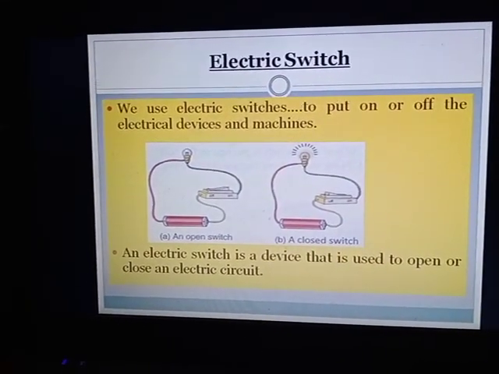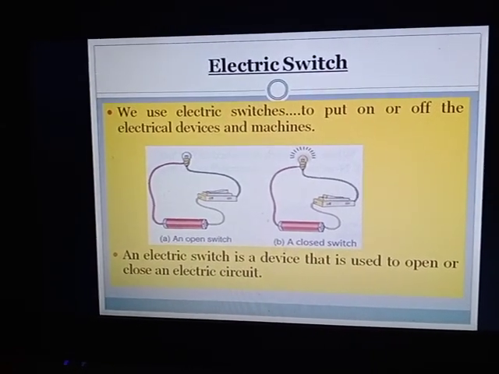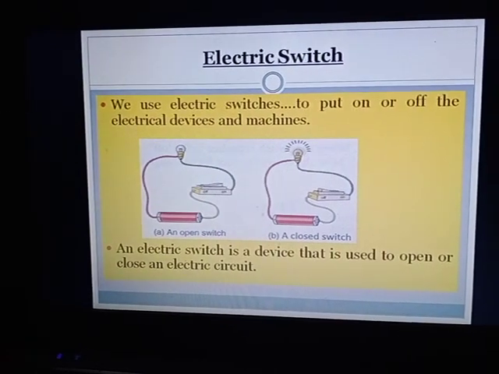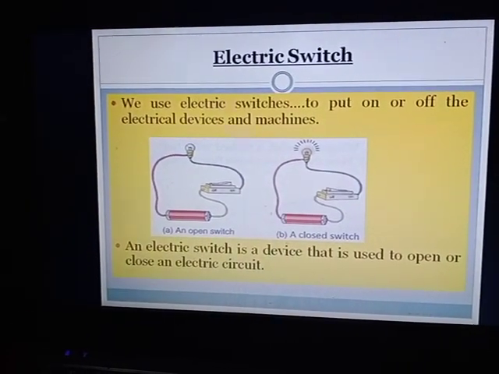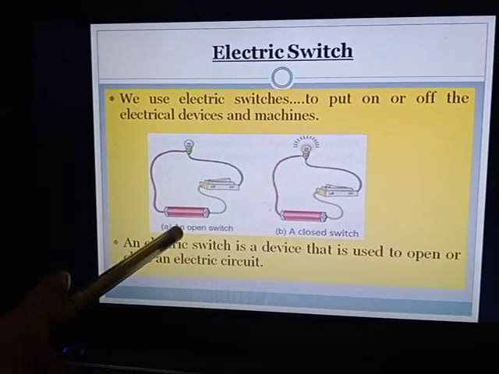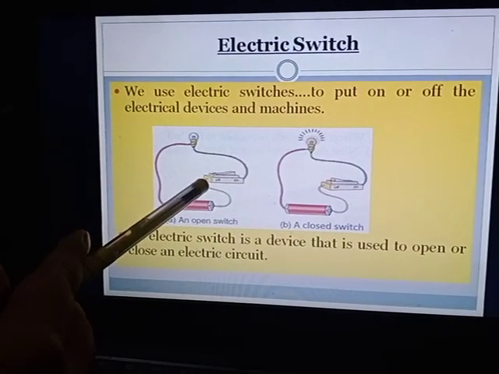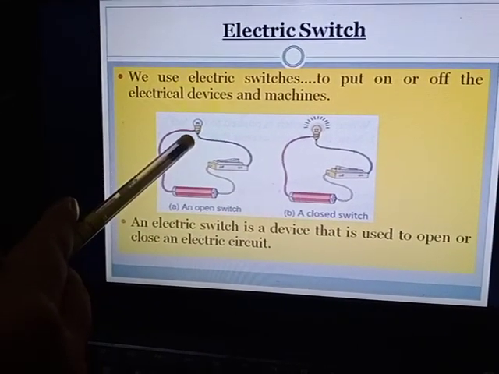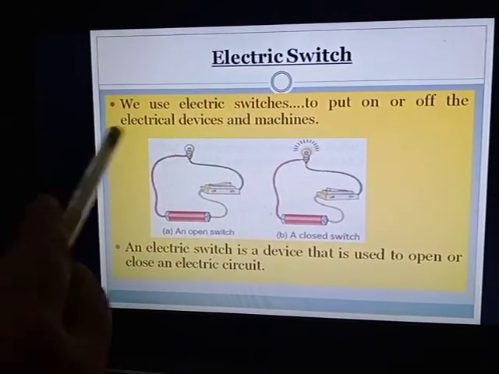We use electric switches to put on or off the electrical devices and machines. So an electric switch is a device that is used to open or close an electric circuit. Here the switch is connected. This is an open switch because it is in off position. In off position, the circuit gets open and the bulb will not glow because the current cannot pass through the circuit.